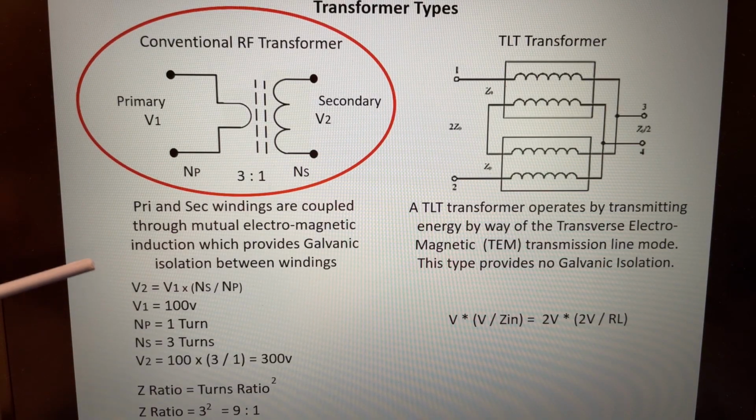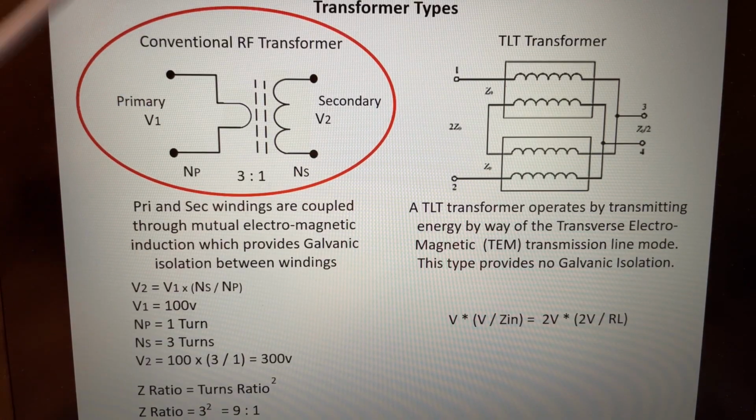So basically we look at the ratio of the secondary turns and primary turns, and we take the primary voltage, which in this case is 100 volts, and multiply by the ratio of 3, so we get 100 times 3, or 300 volts on the output.